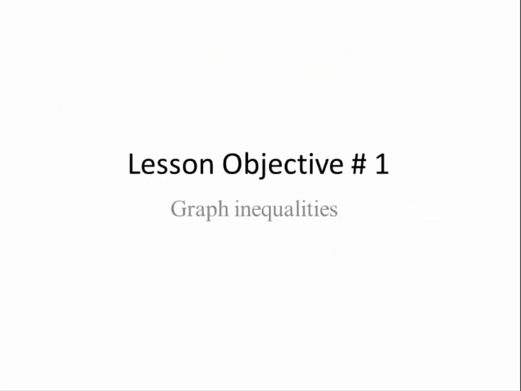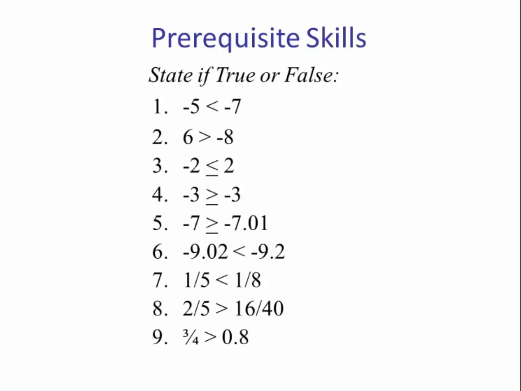Lesson objective: state whether each statement is true or false. Number 1: -5 is less than -7. This is false because -5 is closer to 0 than -7, therefore -5 is bigger. Number 2: 6 is greater than -8. This is true. Positive numbers are always larger than negative numbers.